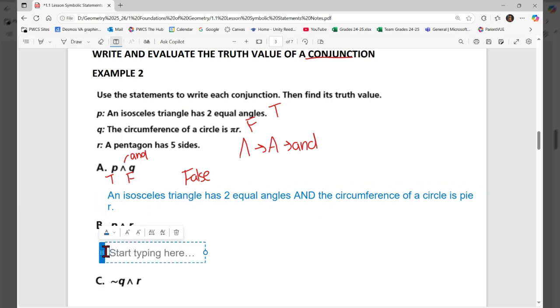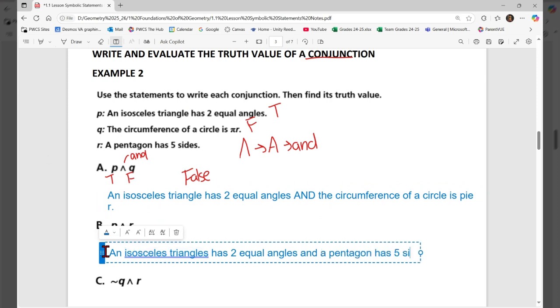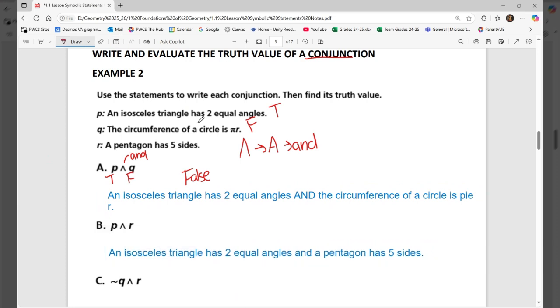Similarly, I can take P and I can use and to tie it to R. So an isosceles triangle has... and I have some bad grammar. So an isosceles triangle we said does have two angles. That was true. A pentagon does have five sides. That's also true. So both of these pieces are true. We can call the whole thing true.